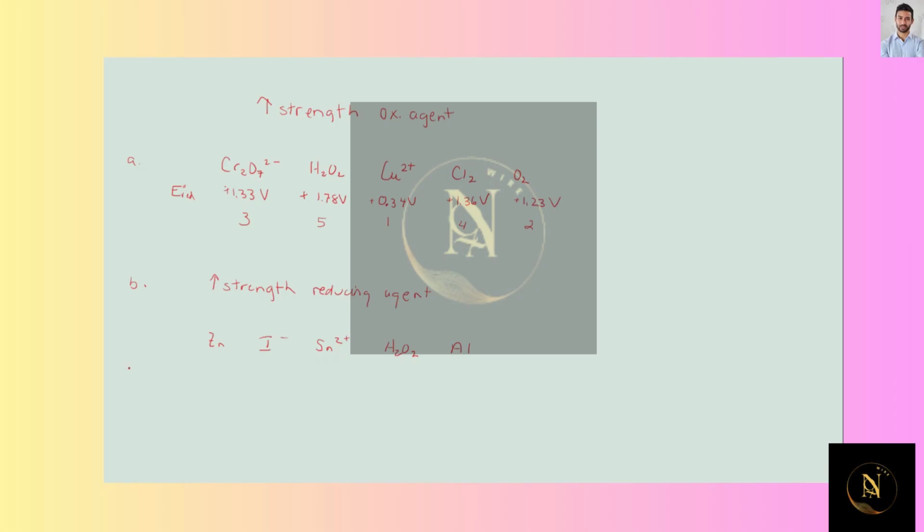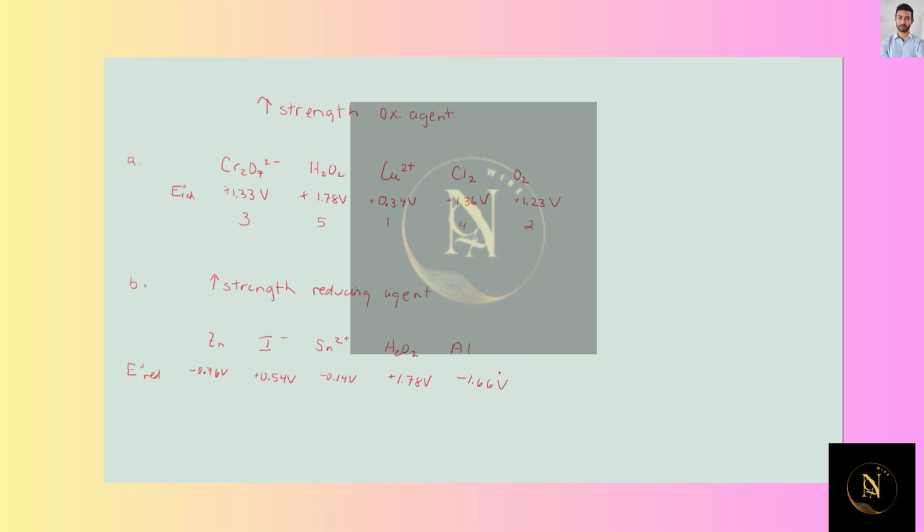And again, I'm going to need to find their reduction potentials. So I'm going to go look all those up, and I get the reduction potential here is negative 0.76 volts. I minus is positive 0.54 volts. Sn2 plus is negative 0.14 volts. This again from up above is positive 1.78 volts, and aluminum negative 1.66 volts.